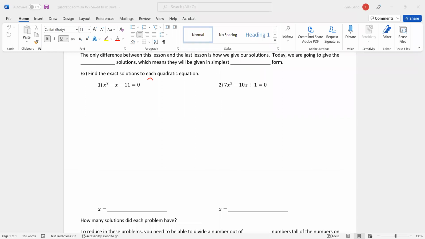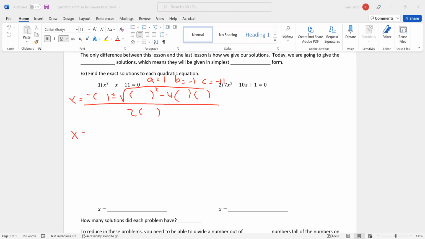A equals 1, B equals -1, and C equals -11. So X equals negative blank plus or minus the square root of blank squared minus 4 blank blank all over 2 blank. We're going to fill those in. It's negative B, so B is -1, A is 1, C is -11, and A is 1. So -1 is 1, plus or minus the square root of -1 squared is also 1.